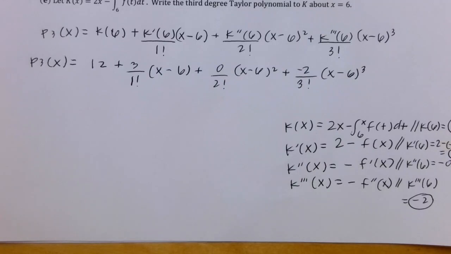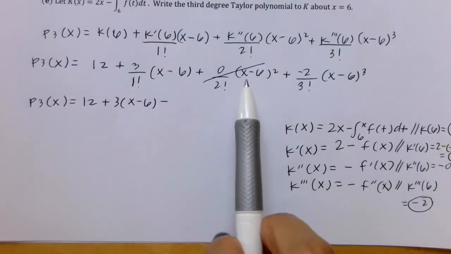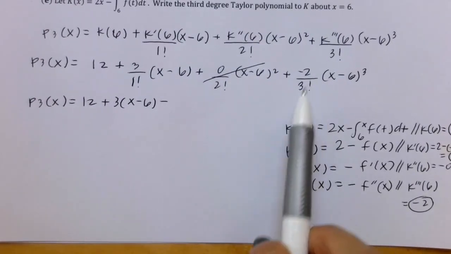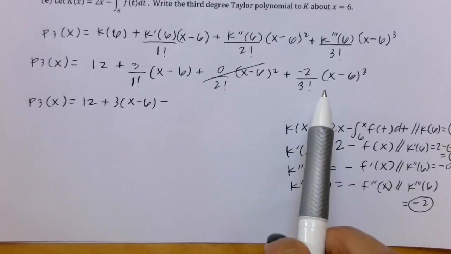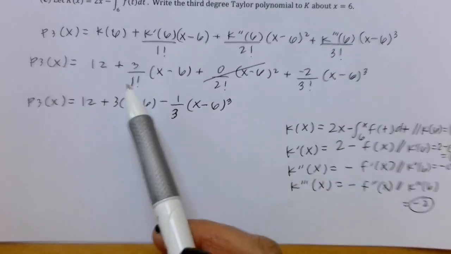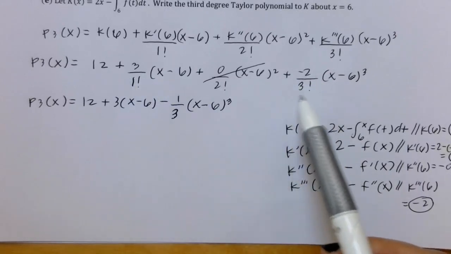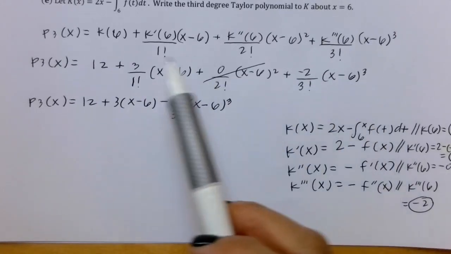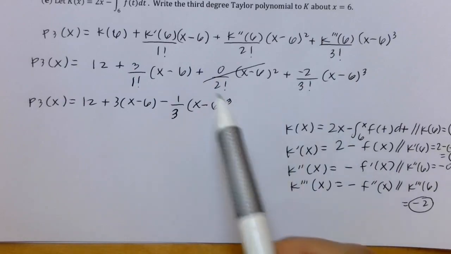I plugged everything in, so now I'm going to simplify. This term completely goes away. Over here, be careful, this is 3 times 2 times 1, so the 2's cancel. And there's our final answer. Just a heads up, you can leave these factorials in your final answer on the actual AP exam. You don't have to simplify to get down to here.